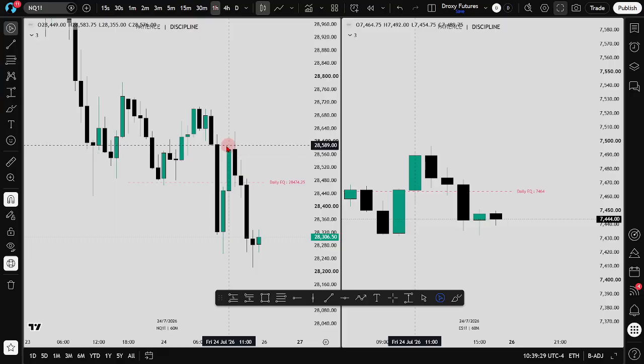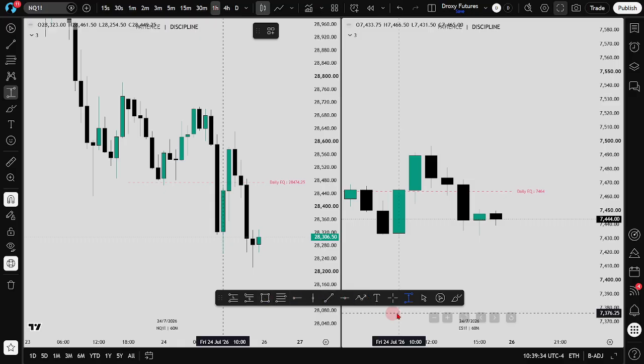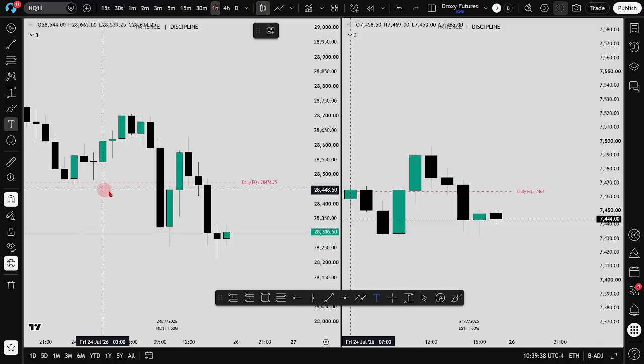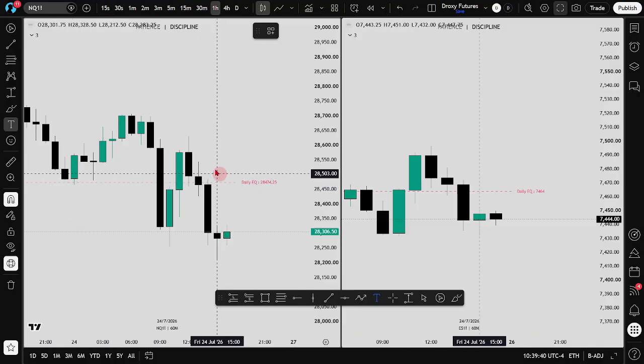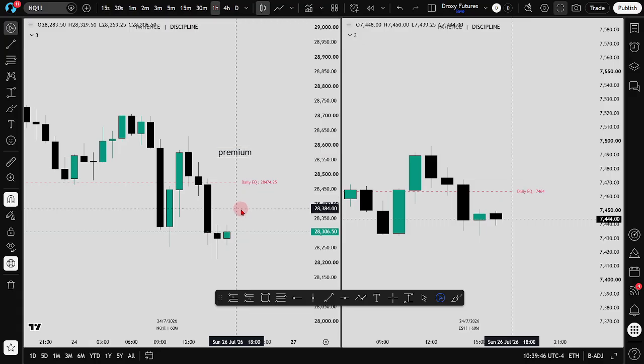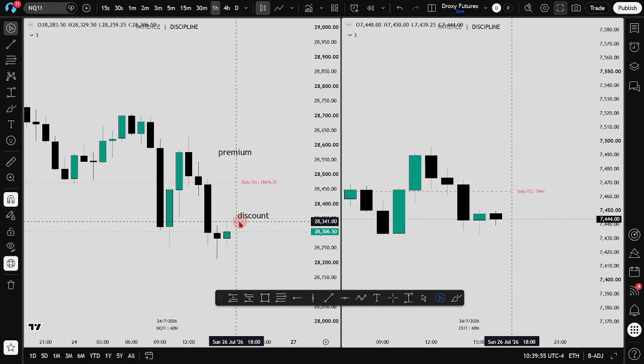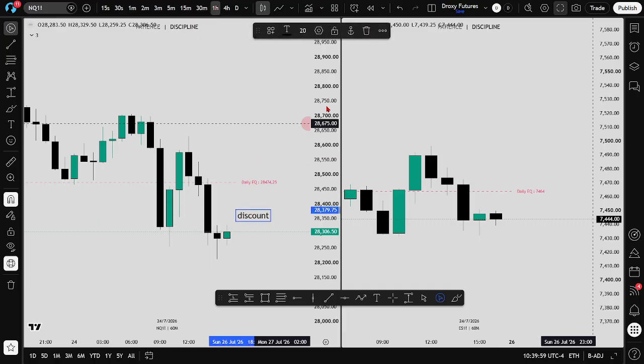So we sell in premium. Above the daily EQ is what? Premium. And anything below the daily EQ is what? Discount. So for this Friday, we sell here, we buy here. You need to consider those things also.